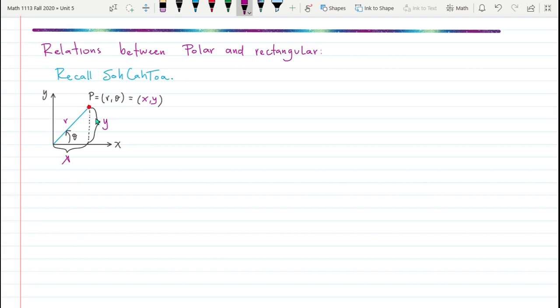So let's solve a couple of the definitions that we know. Sine of theta is equal to opposite, which is y, over r, right? But if I want to explicitly have a definition for y, all I have to do is multiply the r to the other side. Now I have an explicit definition for y, which is what we're looking for.